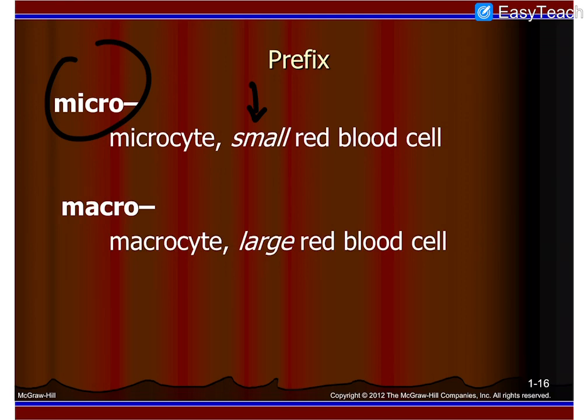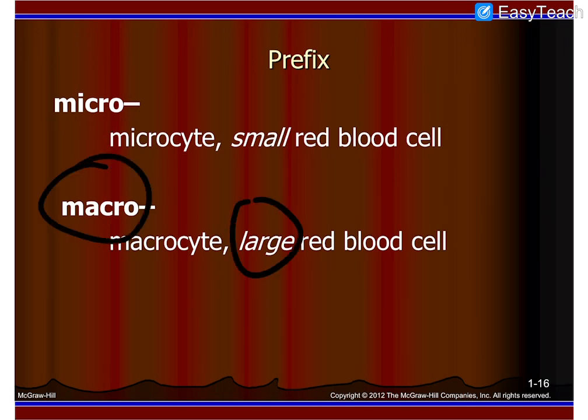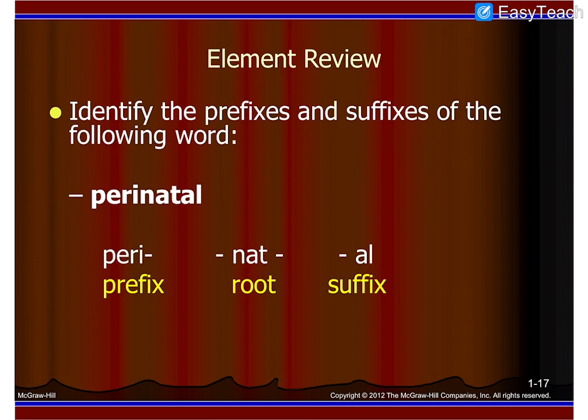Micro is small. Microcyte is a small red blood cell. Macro is large. A macrocyte is a large red blood cell. Let's identify the prefixes and suffixes of the following word.